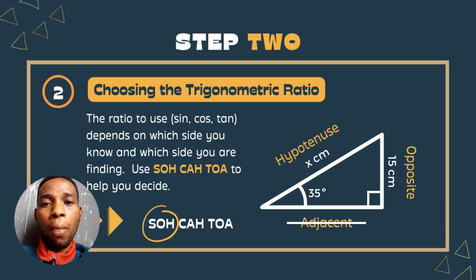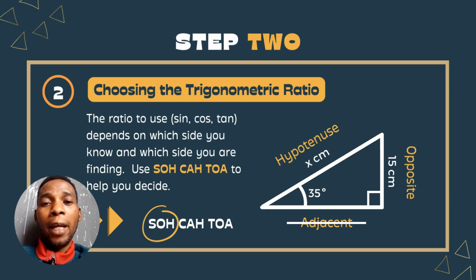Looking at this example I have here, the opposite is given to be 15 centimeters. The hypotenuse, which is the longest side, is unknown. So the opposite, you write O. For the hypotenuse, you write H. That is O and H. Then you go to your SOHCAHTOA, you can see it here.